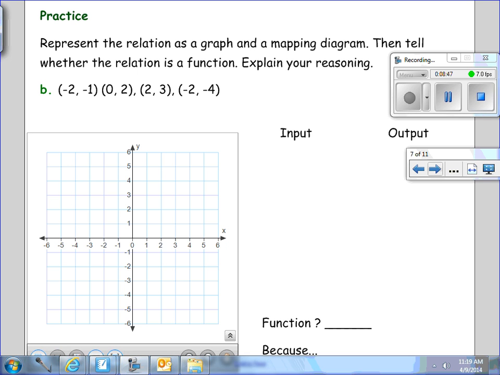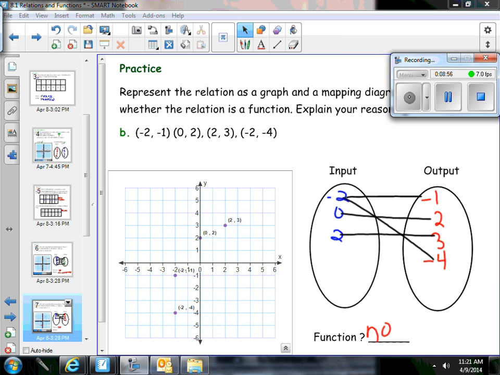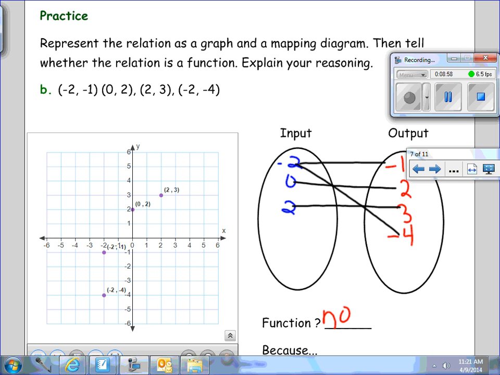Okay, another practice. Represent the relation as a graph and a mapping diagram, then tell whether the relation is a function, and then explain your reasoning. So you'll notice in this example that we graphed the relation. Then to determine if it was a function, we could tell by the mapping diagram that the -2 was paired with 2 different numbers, so this is not a function.